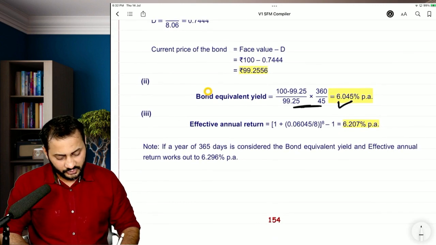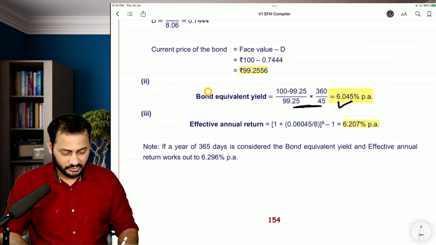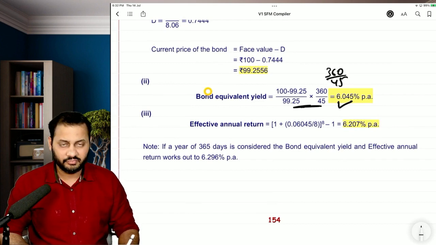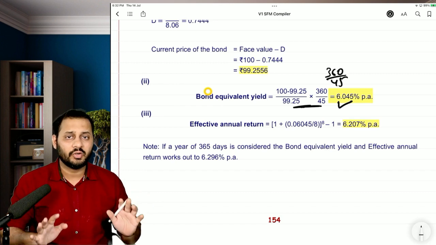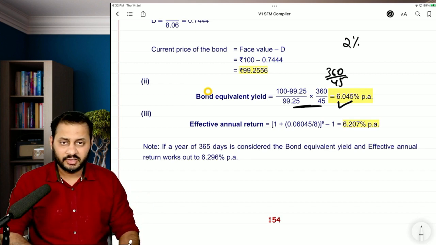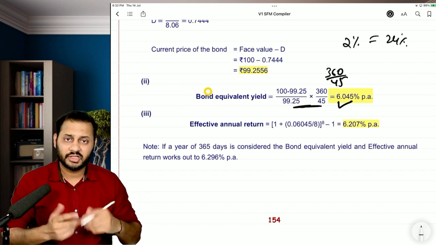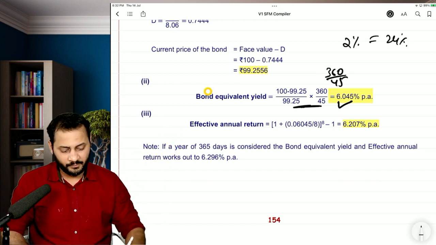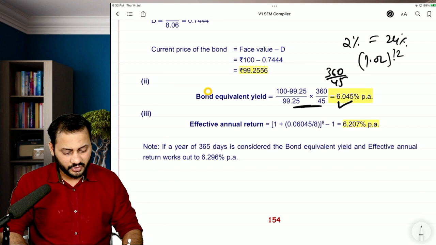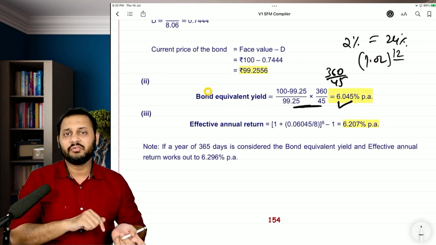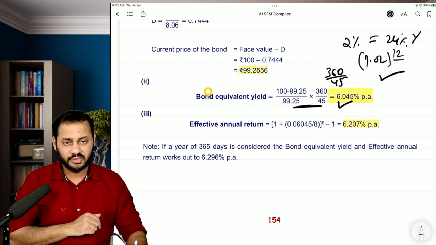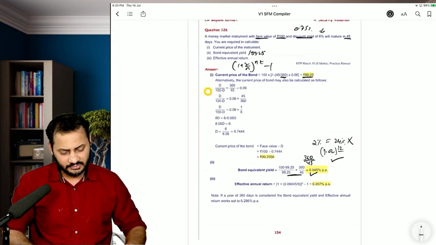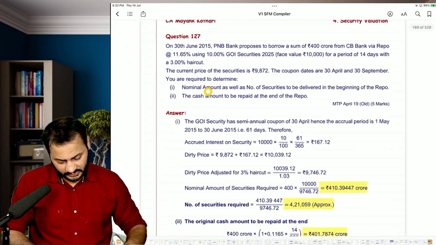What you did here is you just multiplied by 360 and 45. That doesn't include compounding. It's like 2% in 1 month, so 24% in 12 months. No, that doesn't include compounding. This includes the compounding, 1.02 to the power 12. This will give you a different answer. This includes compounding, this doesn't include compounding. That's the thing. Okay, 126 is over.